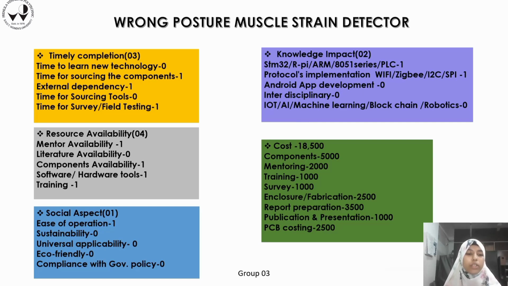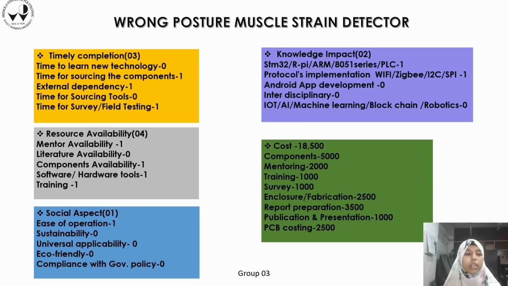Third parameter, social aspect, with sub-parameters like ease of operation, sustainability, universal applicability, eco-friendly, and compliance with government policy. Ease of operation, we are going to build a device for this project, so it will be easy to operate for the user. So we have given it 1.